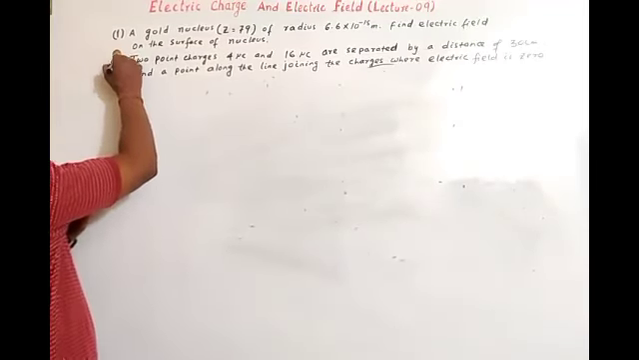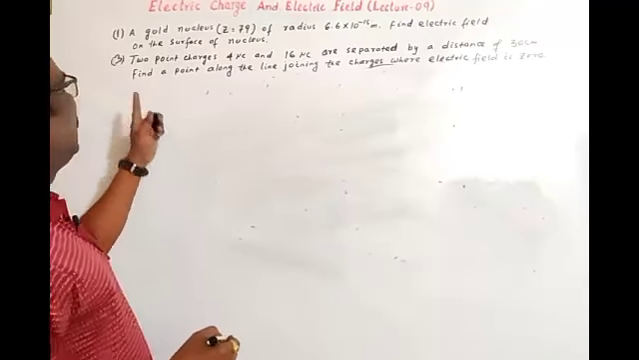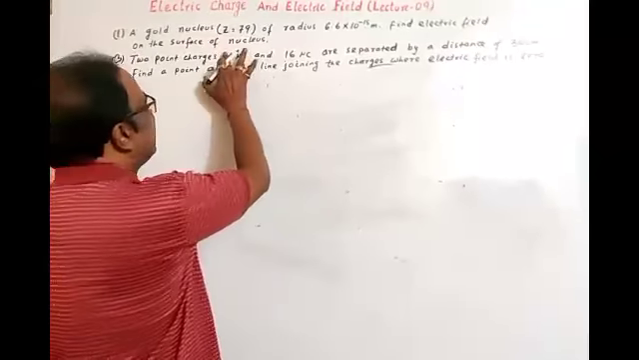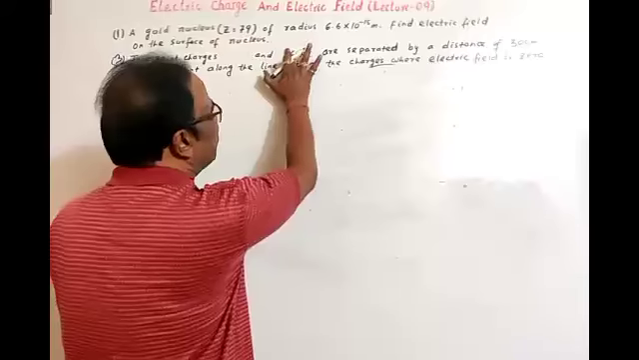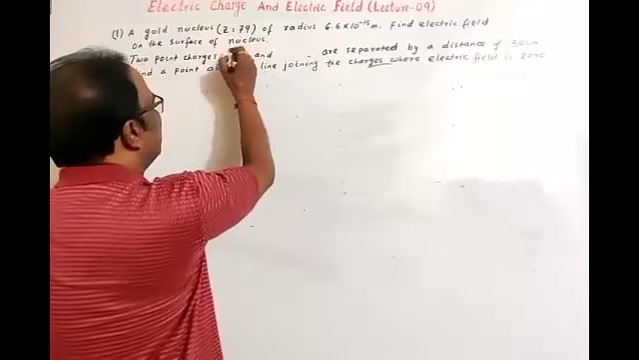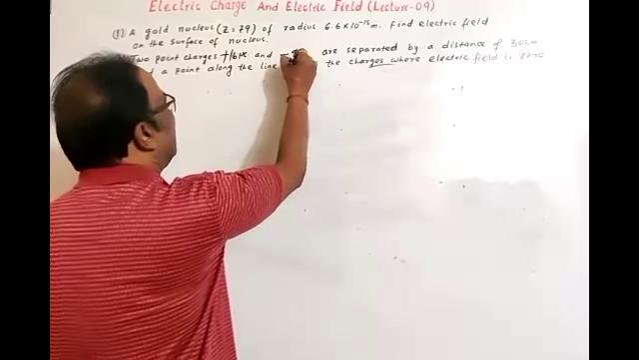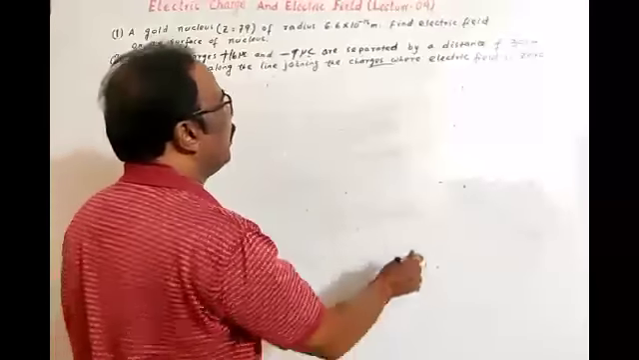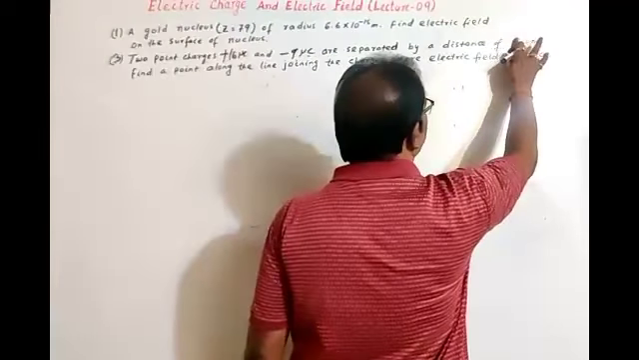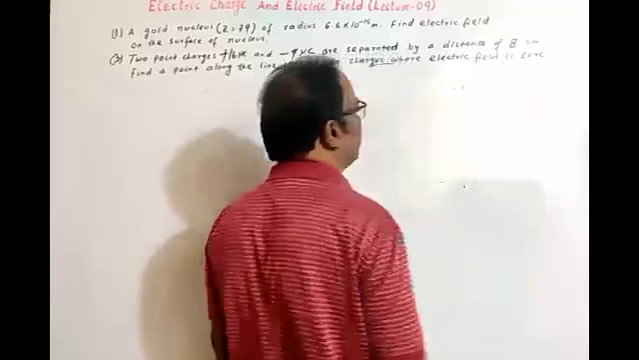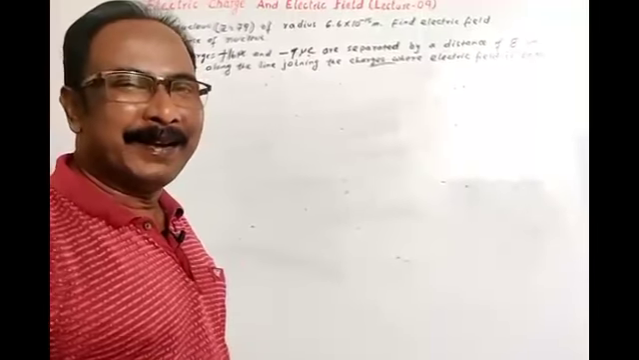Okay, then I am changing this question. This is question number 3. Okay, 2 point charges, I am changing the data a little bit. 2 point charges of plus 16 microcoulomb and minus 9 microcoulomb are separated by a distance, let's say 8 centimeter. See, this is a different case.